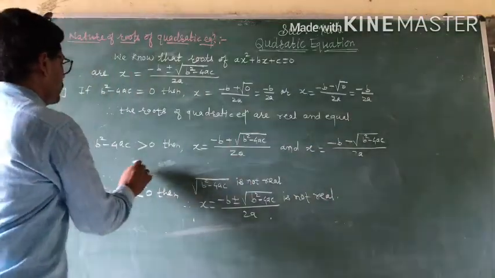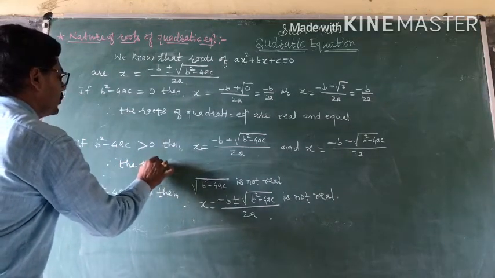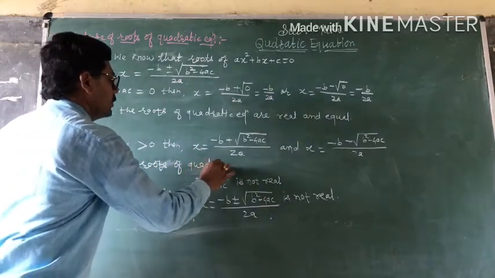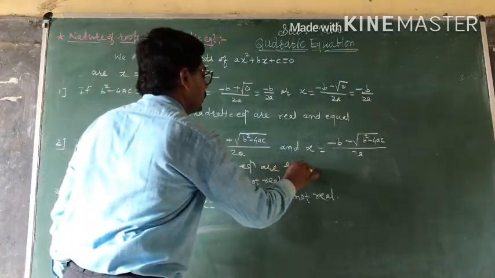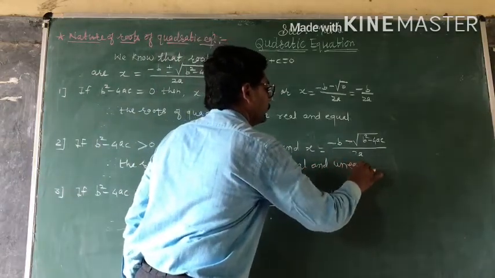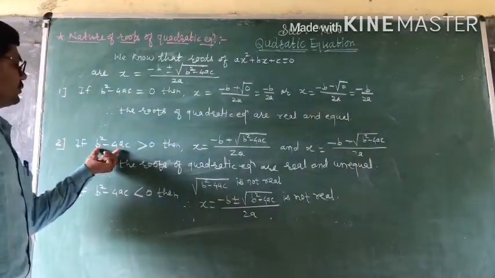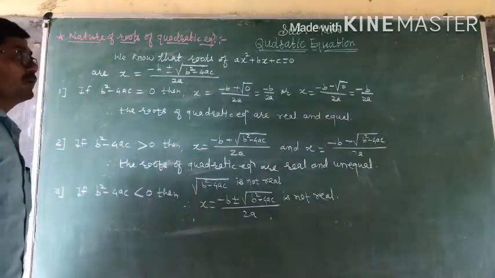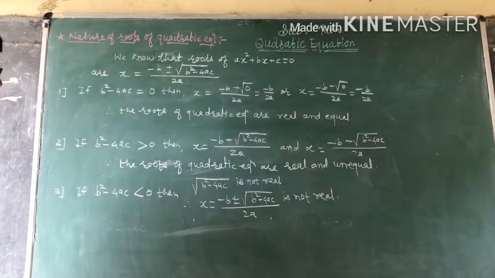Therefore, the roots of the quadratic equation are real and unequal. When this b² - 4ac value is greater than 0, the roots of the given quadratic equation are real and unequal. Third one is if b² - 4ac is less than 0.